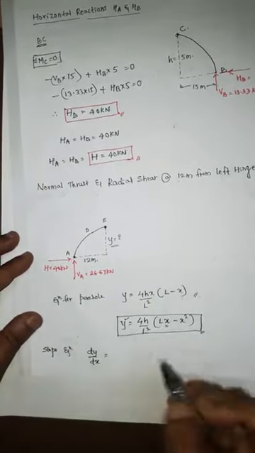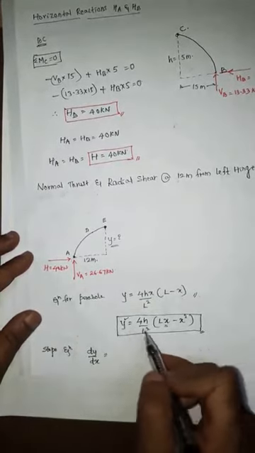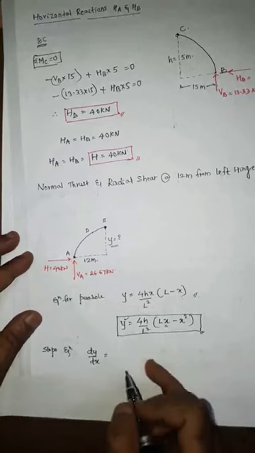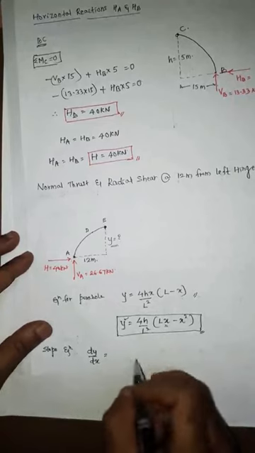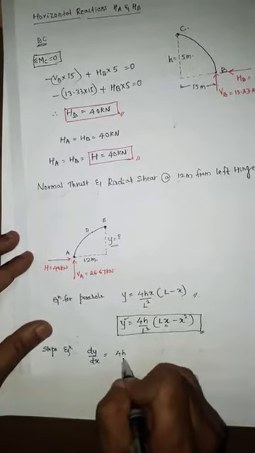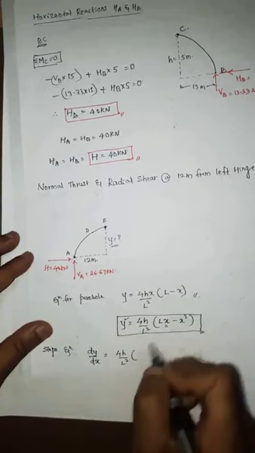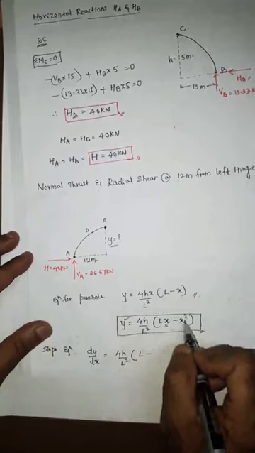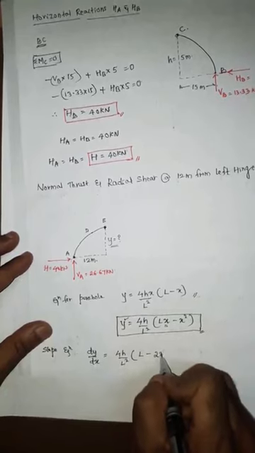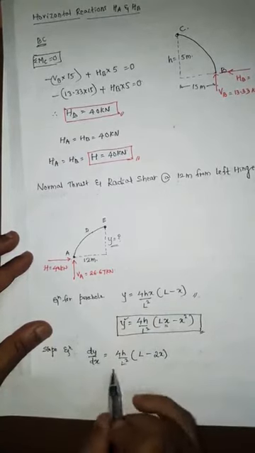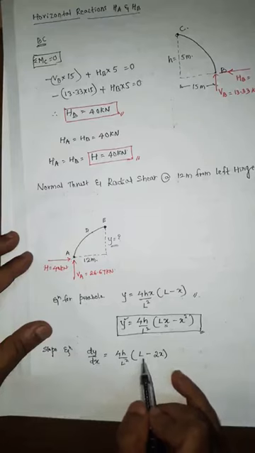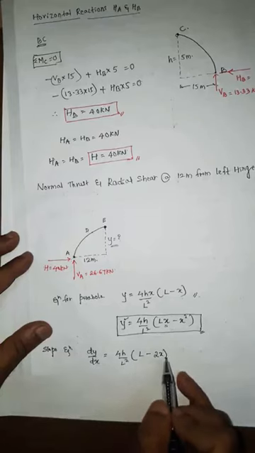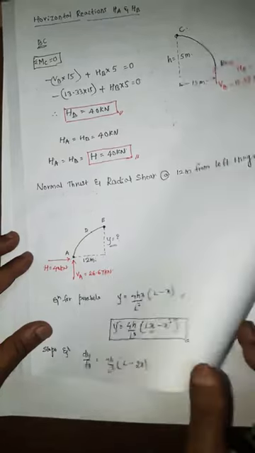So y we know, we are going to differentiate this equation with reference to x. So dy by dx is equal to what now? 4h by L square. Differentiation of Lx is L, minus differentiation of x square is 2x. So dy by dx is equal to 4h by L square into bracket L minus 2x.